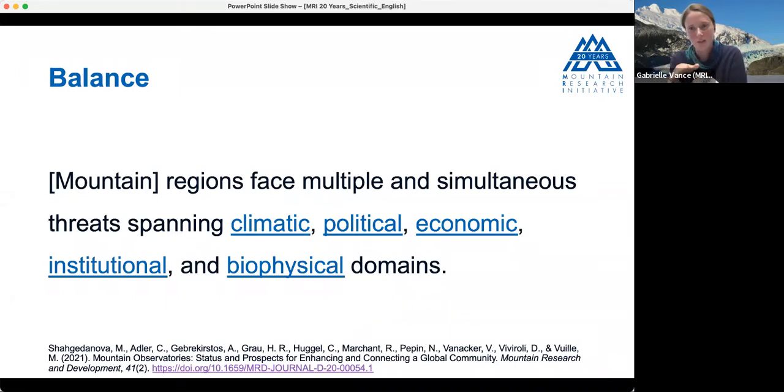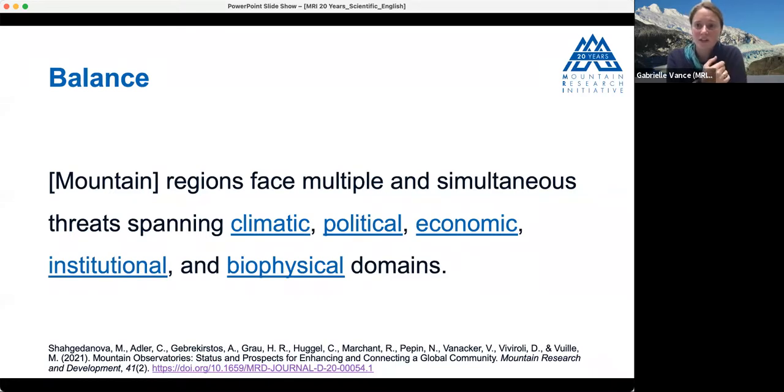And within constructions, I find we can have balance and parallelism by comparing like with like in a comma separated list. So that's what we have here. This sentence is from a paper by the lead of the MRI's Mountain Observatories Working Group, Maria Shagedinova. And again, if you'd like to read the whole paper, the link is on the bottom of the slide. So she writes, mountain regions face multiple and simultaneous threats spanning climatic, political, economic, institutional, and biophysical domains.